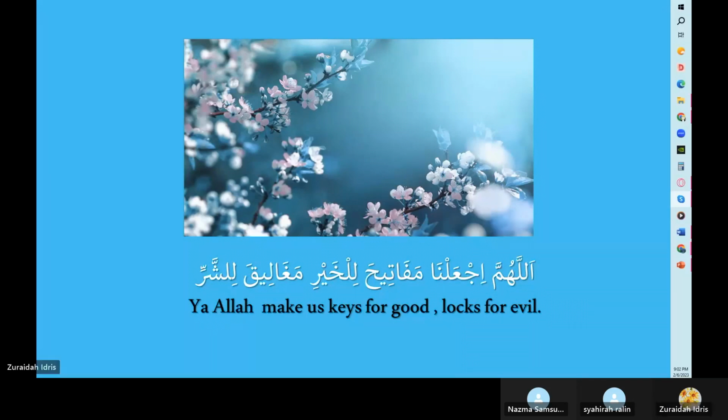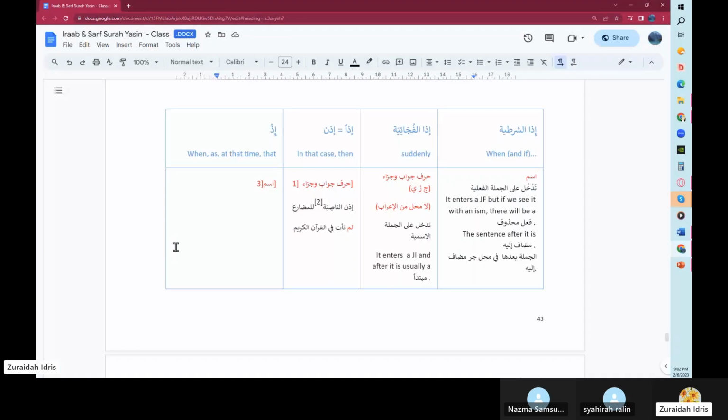Amma ba'd. Okay. Last week, we ended with Ayah 13, but we did not translate it yet. So we need to do that. But before we do the translation, let me go over the idh table again, because I think Sister Nazma, you were not with us last week.